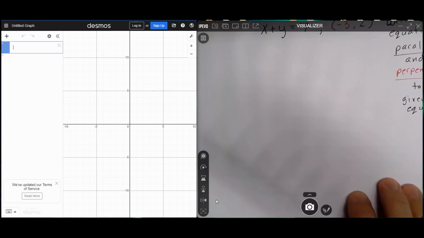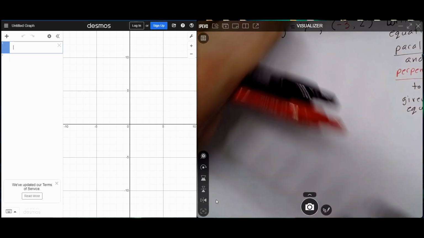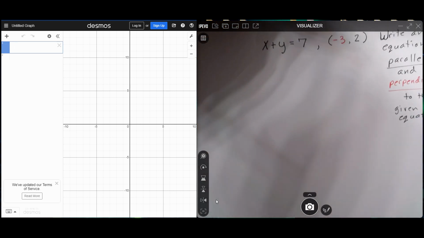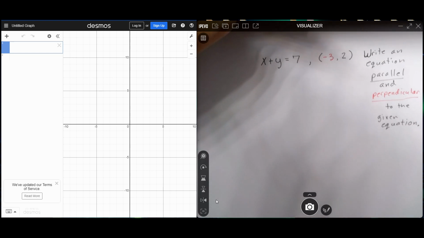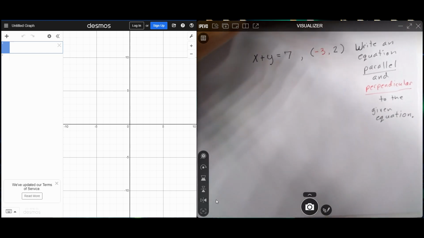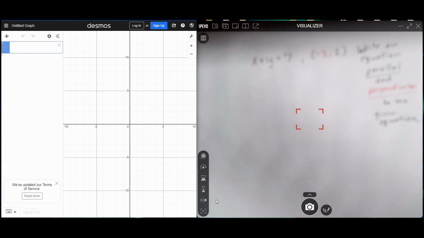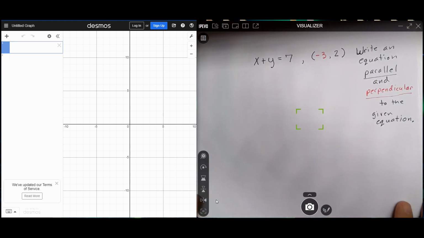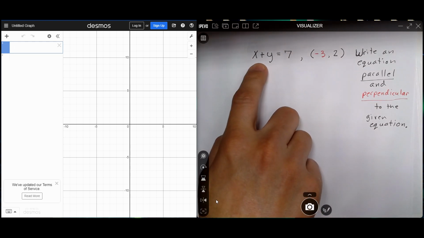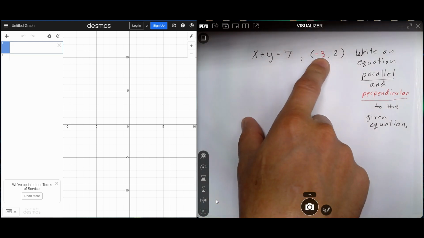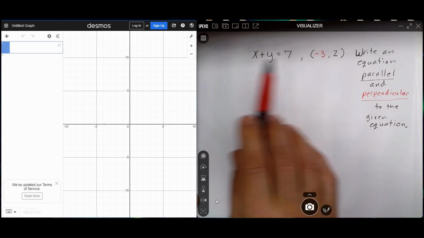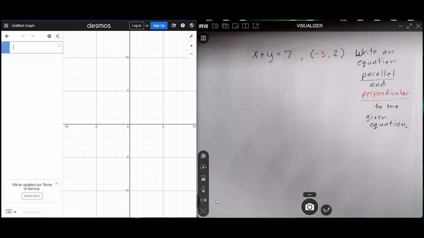All right, so in order to solve this problem, I'm going to go ahead and move it down just a little bit. Notice here we have a problem and it tells us to write an equation parallel and perpendicular to the given line. So it gives us an equation on the left and it gives us an ordered pair on the right. So the first thing that we need to do if we want to graph this is convert this to slope-intercept form.